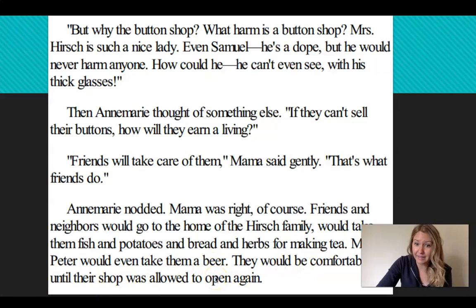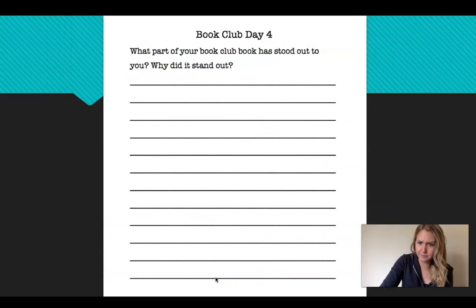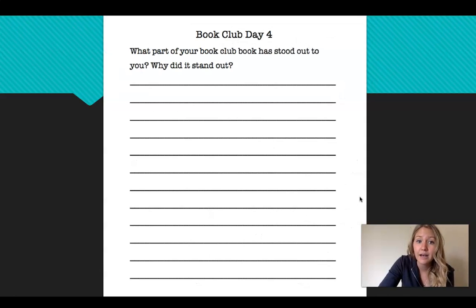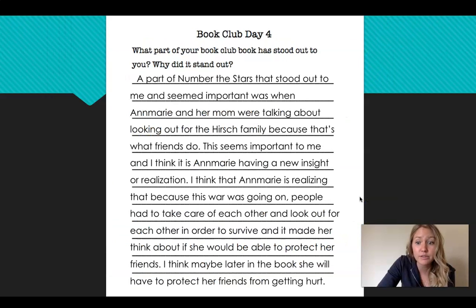That right there is the part that seemed really important to me, that when I read that, something just kind of like, oh, okay. So when I read this, I read that part about friends taking care of each other because that's just what they do. And that seemed to really stand out to me. And then when Anne-Marie kept thinking about it, I said, oh, you know what? Something new, this new insight is dawning on her. She's realizing that this is important, that friends take care of friends. That's her aha moment.